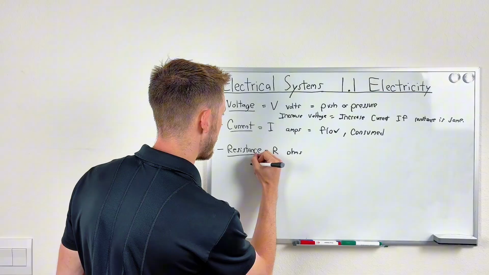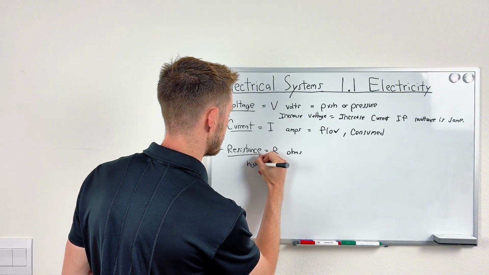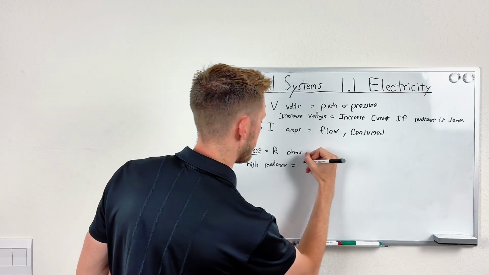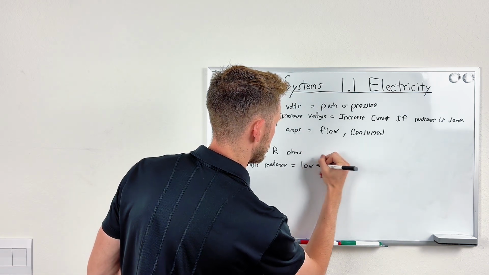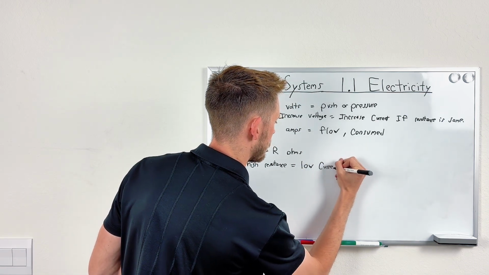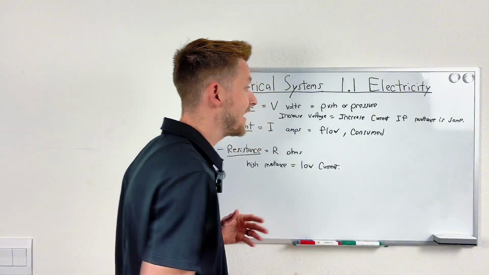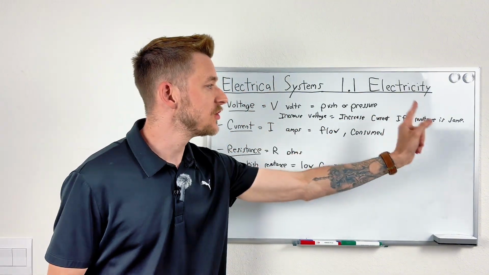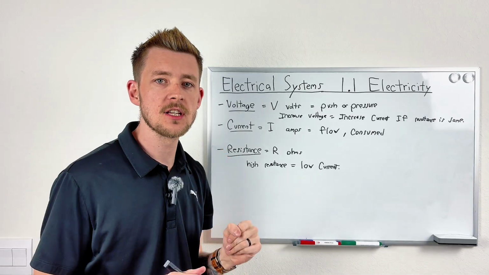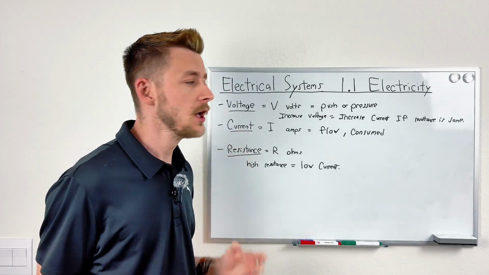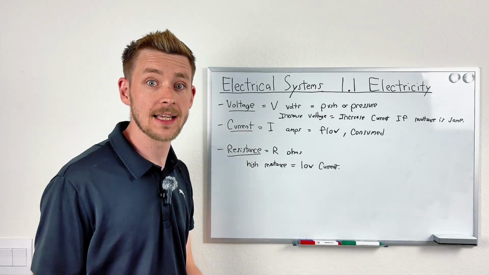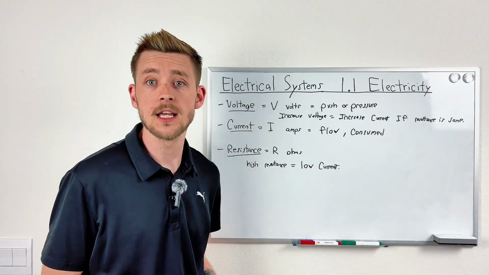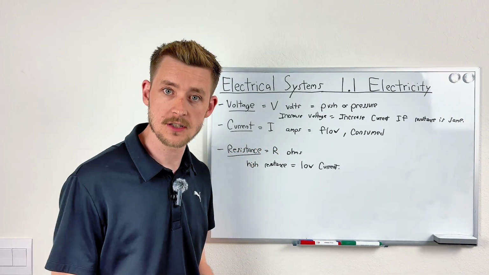So if you have high resistance, this is going to equal low current. And that's what I said, it depends. So you could increase voltage. However, if you still have high resistance or you still have a thin pipe, you're not going to be increasing current. If you got that kink in that hose, you could increase the force, the pressure all you want. Your current's not going to increase because of the fact that you have high resistance.